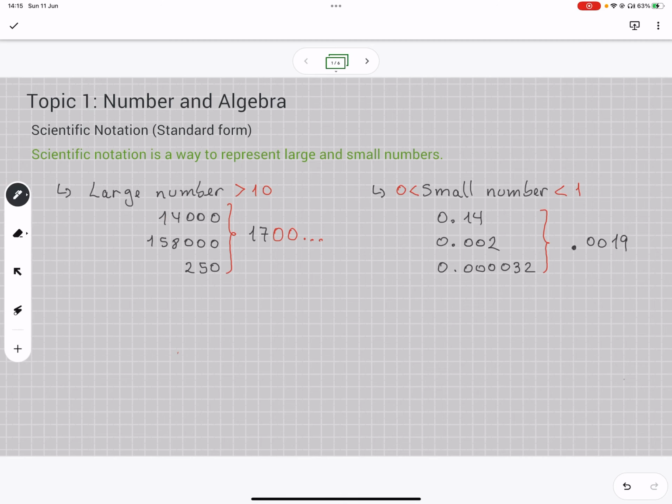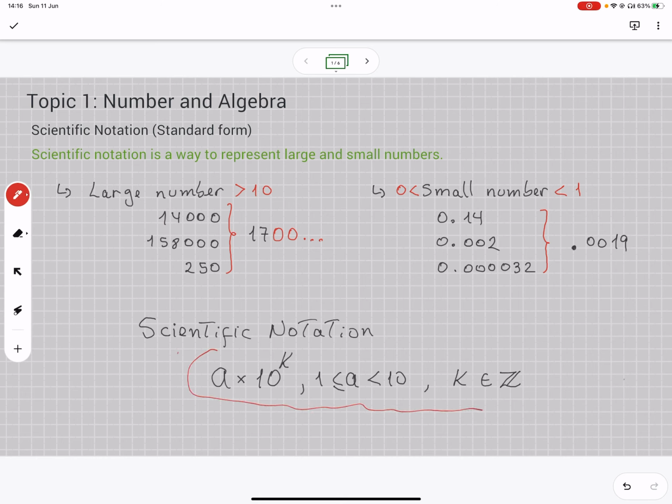So the question is, what is a number in scientific notation? A number in scientific notation is written as a times 10 to the power of k, where a is a number between 1 and 10, including 1 and excluding 10, and k is a positive or negative whole number, so k is an integer. That's the form of a number in scientific notation. You will recognize that a number is in scientific notation if and only if it is written as a times 10 to the power of k.